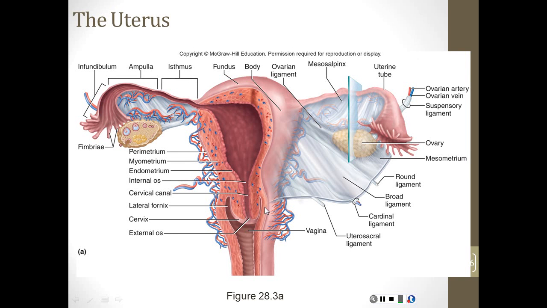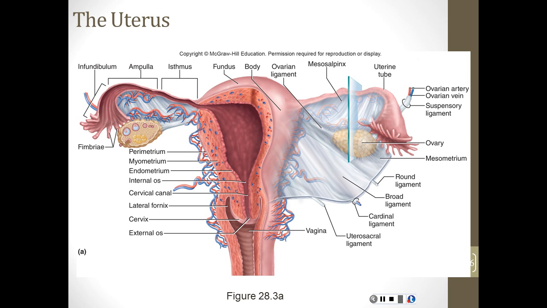Now the uterine wall consists of an external serosa, which is the perimetrium. The middle layer is the myometrium. Let me see if I can show it right here. Here is our perimetrium, which is the outer layer, or the external serosa. This area here is our myometrium, which is the middle muscular layer. Then we have our endometrium. You've heard of the endometrium because of menstruation. It's the inner mucosa.